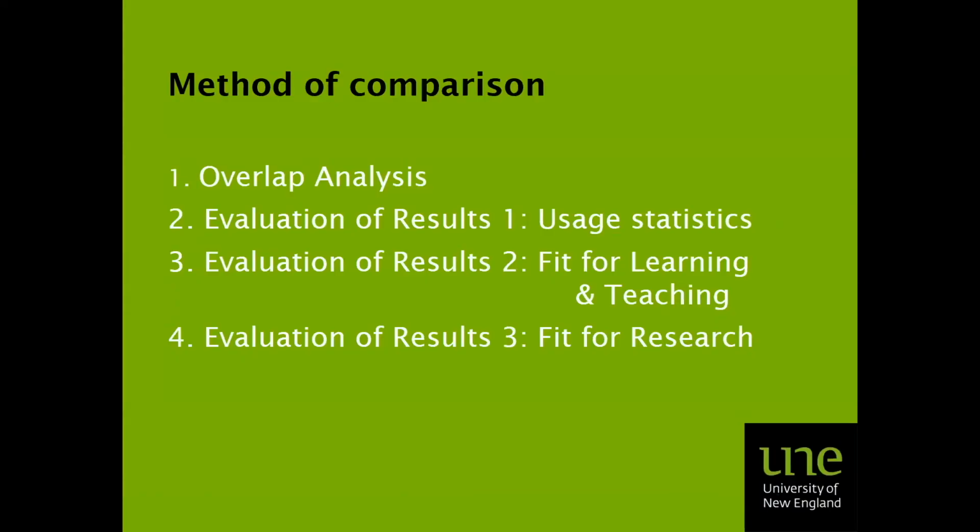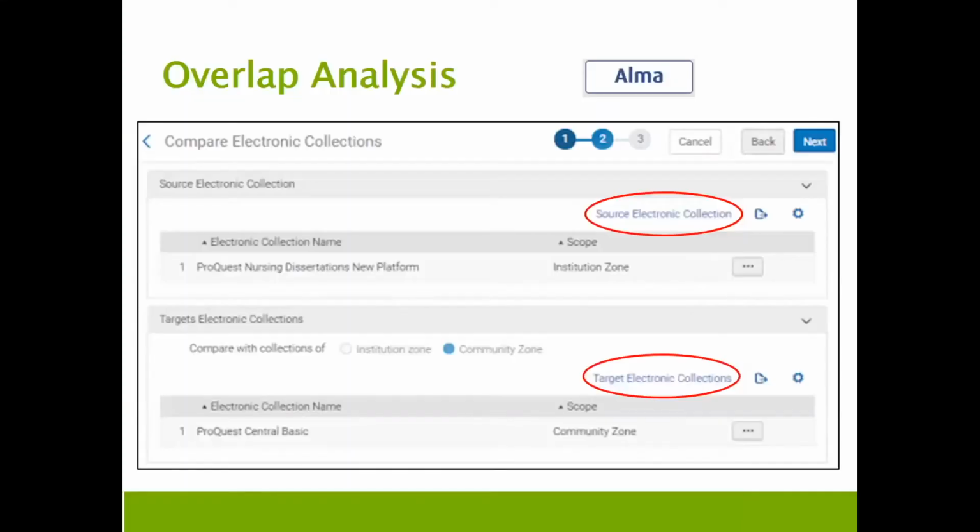So the process consisted of the following steps. The first thing that was done was an overlap analysis. And then the results of the overlap analysis were evaluated first in terms of usage, and then in terms of fit for learning and teaching, and finally in terms of fit for research. The first step, performing an overlap analysis, was surprisingly easy.